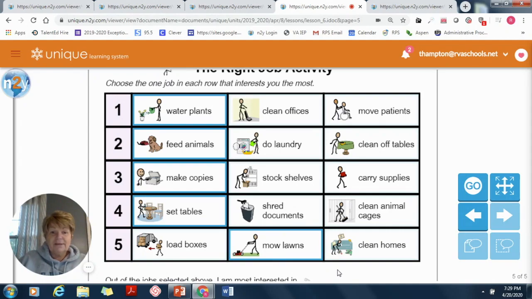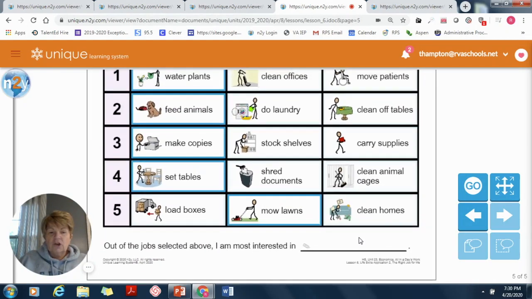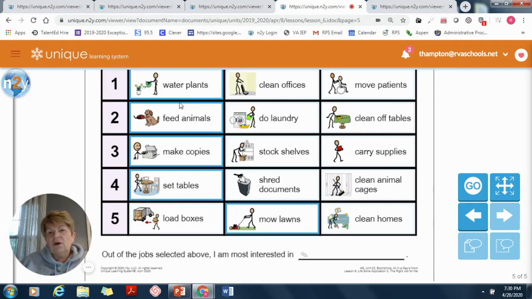Okay, everybody back? All right. So once I look at all of these jobs, and once you look at all the jobs you have chosen, water plants, feed animals, make copies, set tables, or mow lawns, out of all the jobs, I am most interested in which one. Which one would I want to work at the most of those five? So look at your list, talk with your family member. Which of those five would you like to do most?